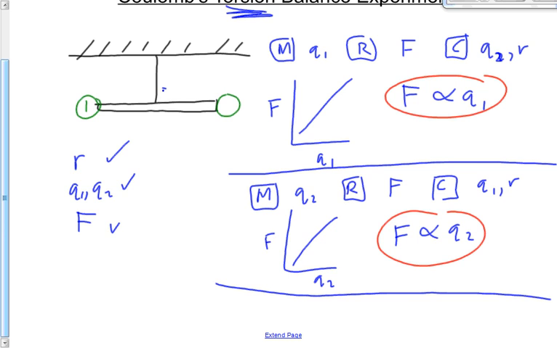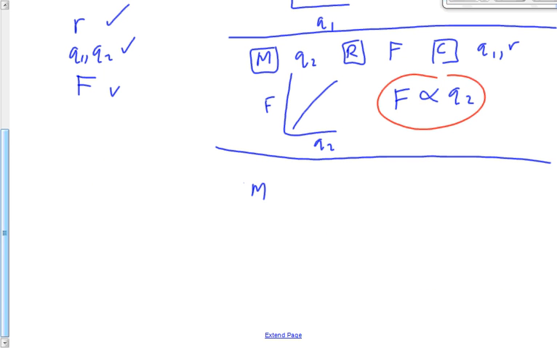Finally, he manipulates the value of R to see what effect R has on F. The control variables in this case would be what?